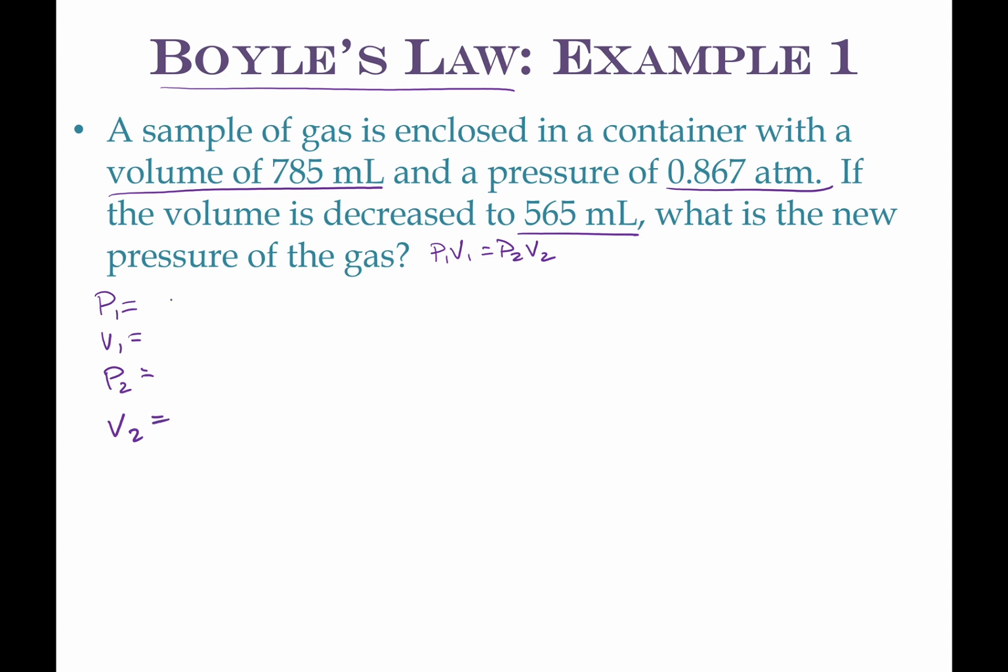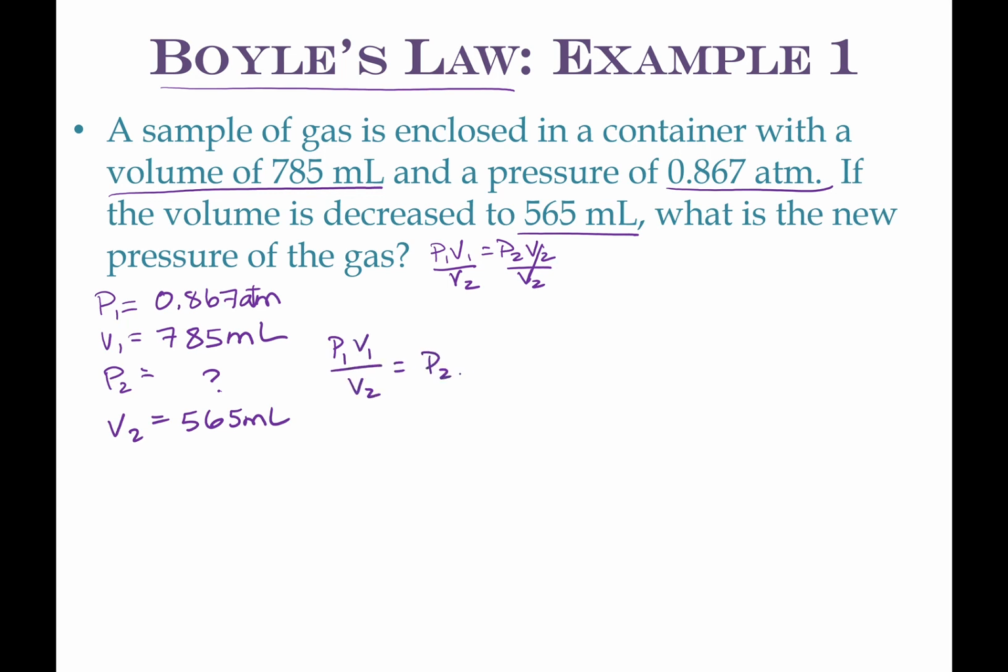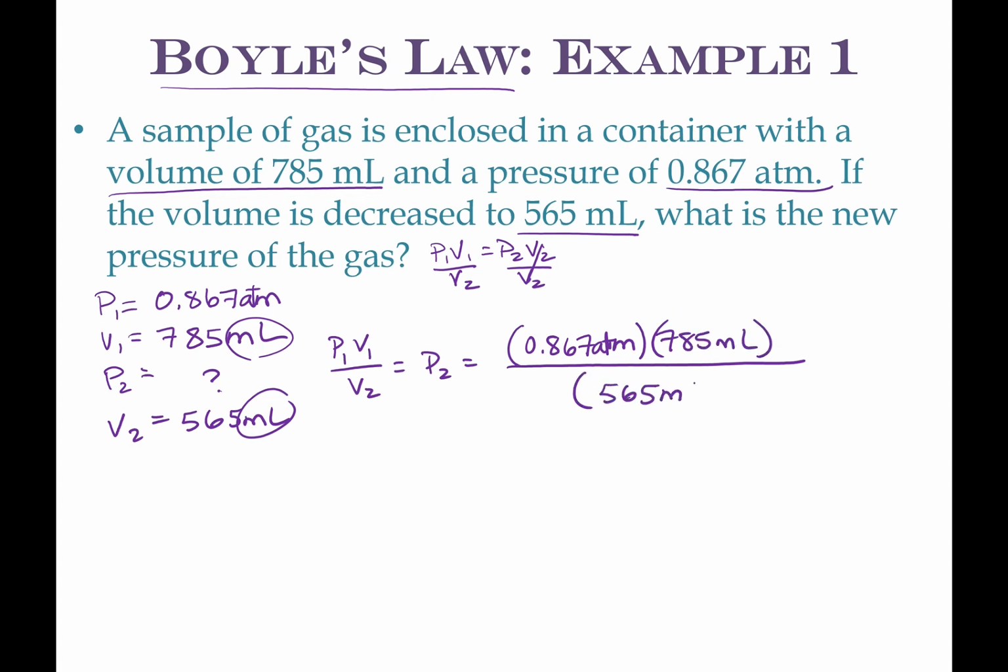All right, so P1 is 0.867 atmospheres. V1 is 785 milliliters. The volume is decreased to 565 milliliters. What is the new pressure? So we're looking for P2. We're going to divide both sides by V2 to get P2 by itself. So I have P1 V1 divided by V2 is equal to P2. And then I just plug my numbers in. First, I want to double check that the units are going to cancel and are the same. So here I have P1, 0.867 atmospheres times 785 milliliters divided by 565 milliliters.